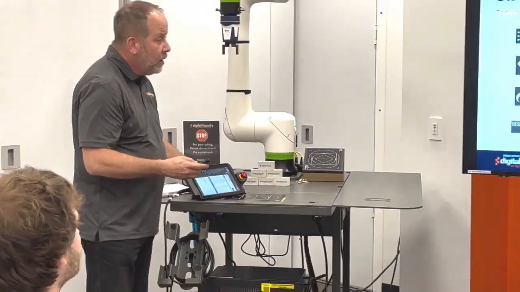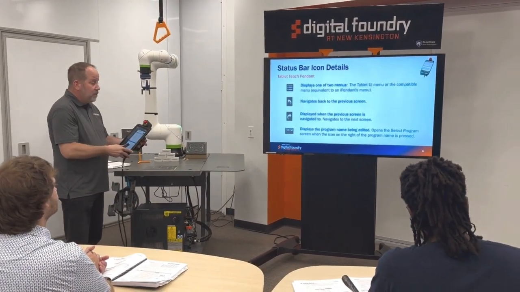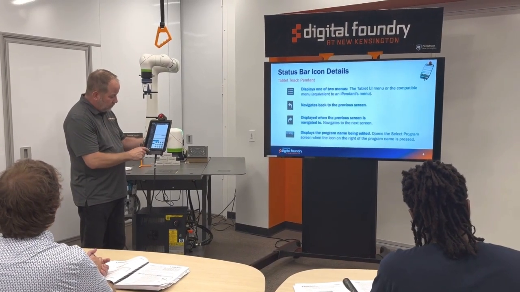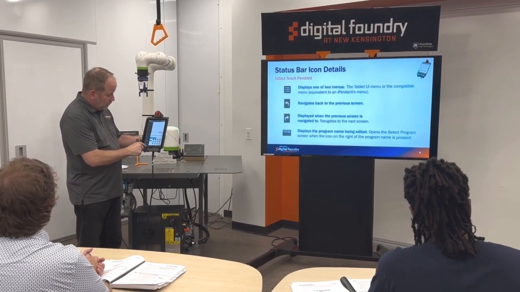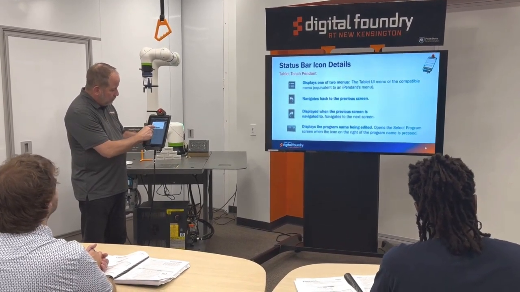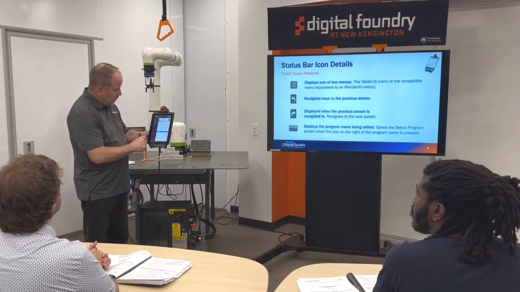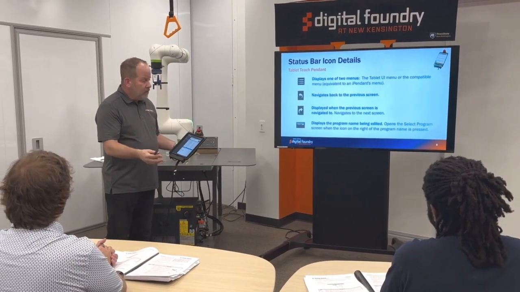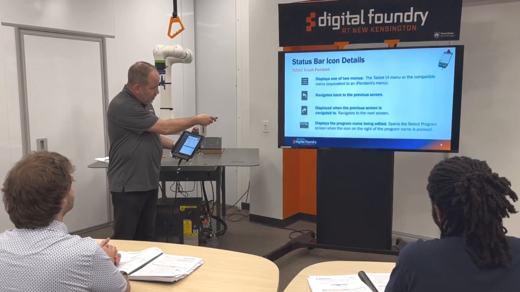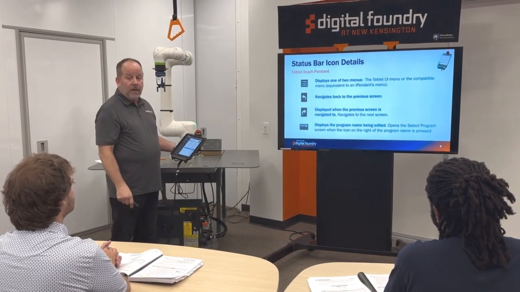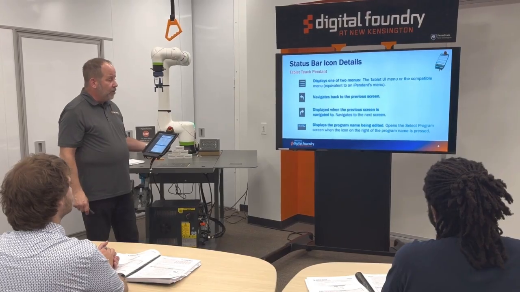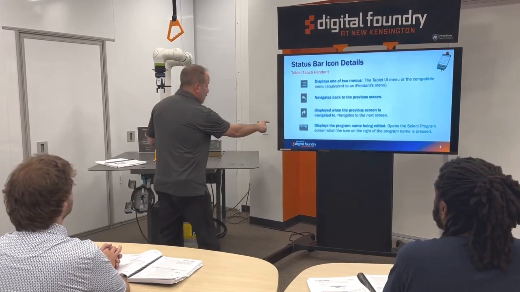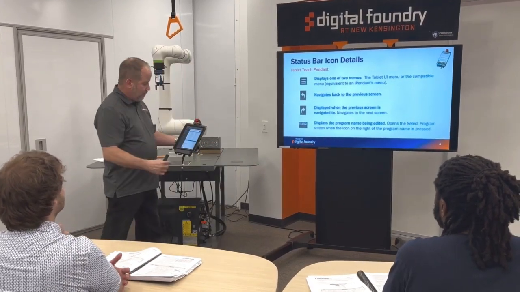All right. The back arrow navigates back to the previous screen. And the front arrow goes to the next screen that you've had. And then finally, this portion down here where it says test displays the program name being edited. All right. So it opens the select program screen when the icon on the right of the program name is pressed. That's the icon to the right of the program name. The program name there is test.